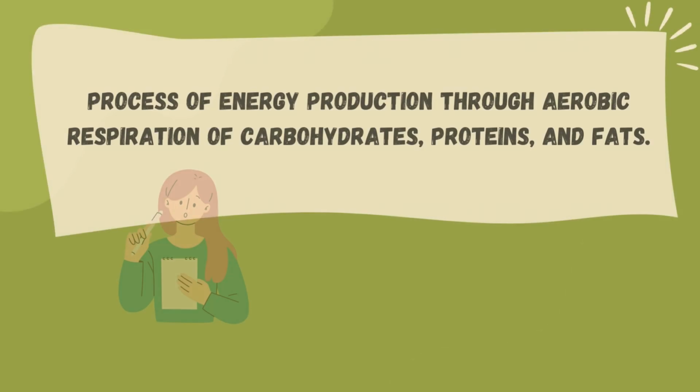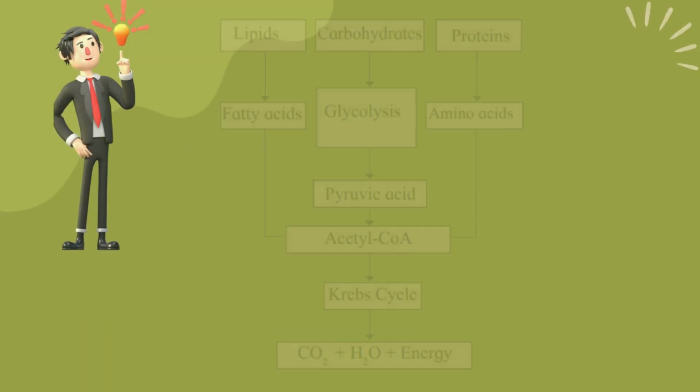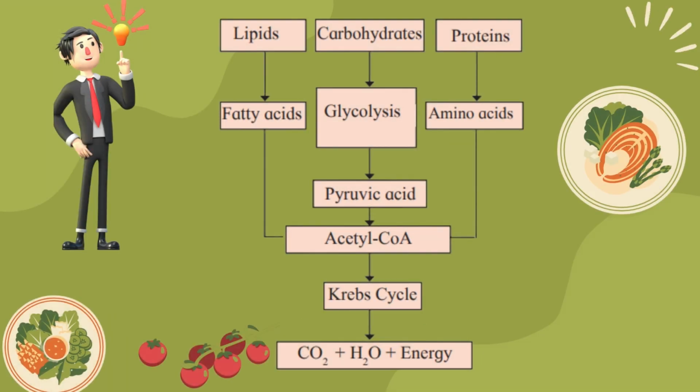So the process of energy production through aerobic respiration of carbohydrates, proteins, and fats, which we are going to see now. First, it is lipids, carbohydrates and proteins. So the lipids get transformed into fatty acids. This tree diagram you can see, which is given below. Carbohydrates get transformed through glycolysis and proteins get transformed into amino acids. So glycolysis further gets converted into pyruvic acid.